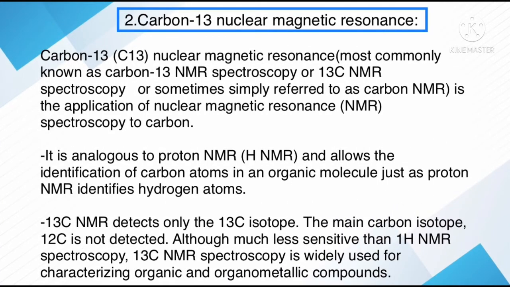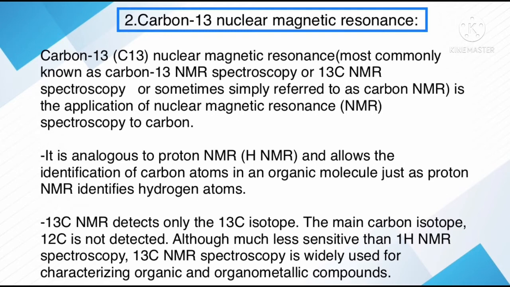Next is the second type of NMR, carbon-13 nuclear magnetic resonance. Carbon-13 nuclear magnetic resonance, most commonly known as carbon-13 NMR spectroscopy or 13C NMR spectroscopy, or sometimes simply referred to as carbon NMR, is the application of nuclear magnetic resonance spectroscopy to carbon. It is analogous to proton NMR and allows the identification of carbon atoms in an organic molecule, just as proton NMR identifies hydrogen atoms.